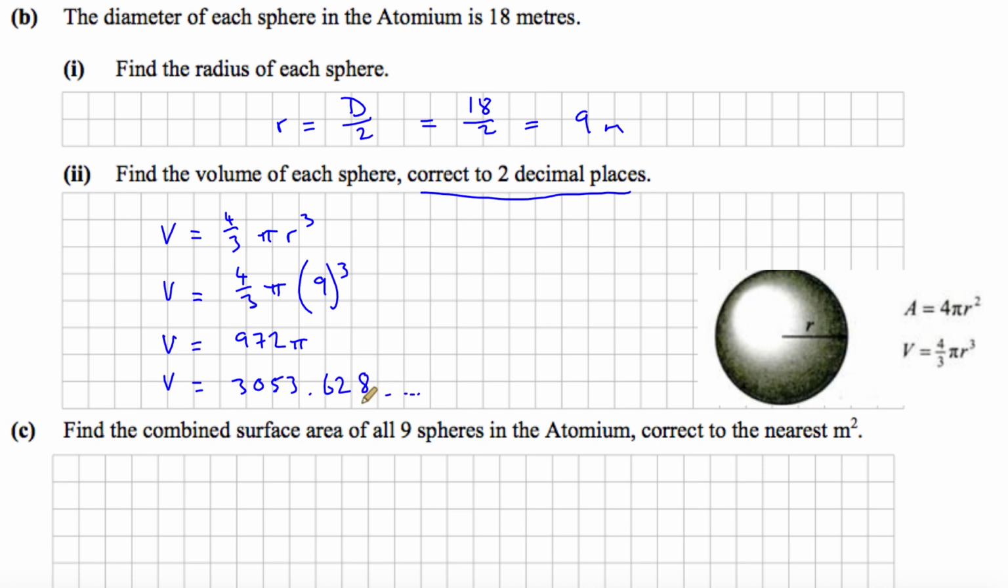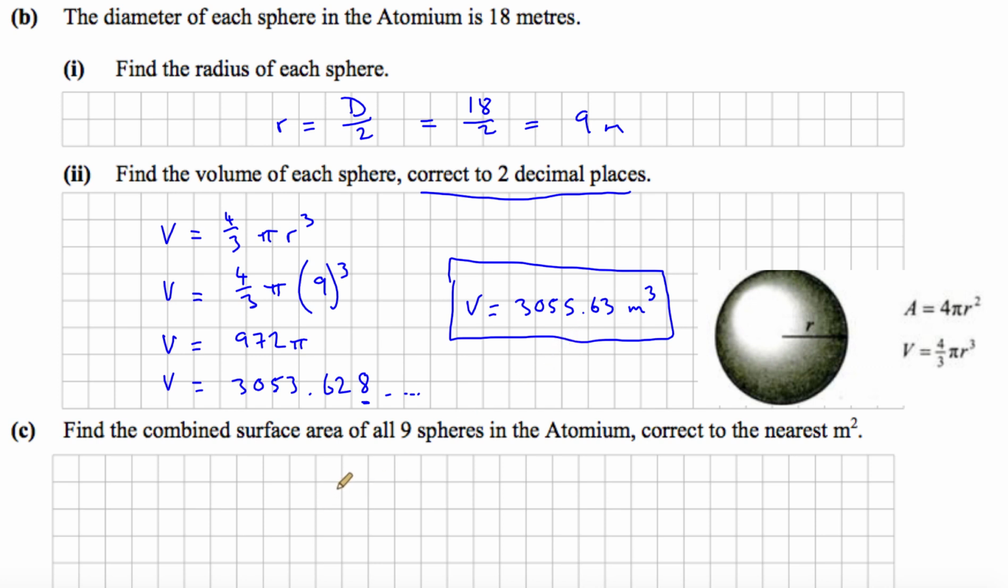But to 2 decimal places, I'm going to look at the 3rd digit after the decimal and ask myself, does this affect the 2 in front? Yes it does, it will make it go up. So my final answer is 3053.63. And that's going to be volume, which is meters cubed. So that's my volume for one sphere.